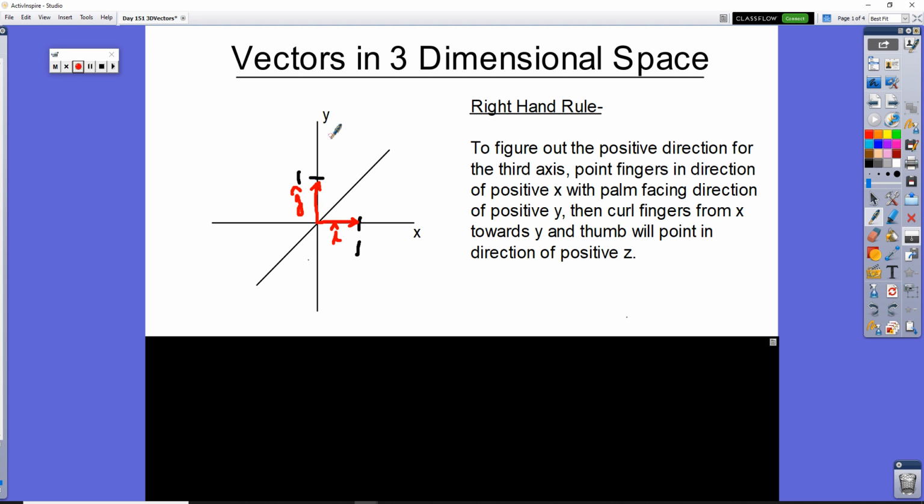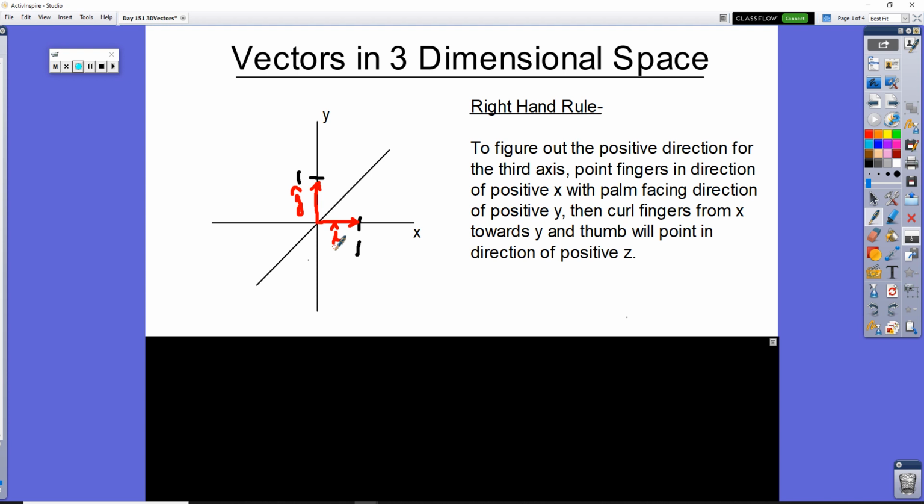This is what it looks like for a set of three-dimensional axes. You've got your x-axis going left and right, as normal. You've got your y-axis going up and down. And we've already learned that going 1 unit in the x direction is called i, and going 1 unit in the y direction is called j.